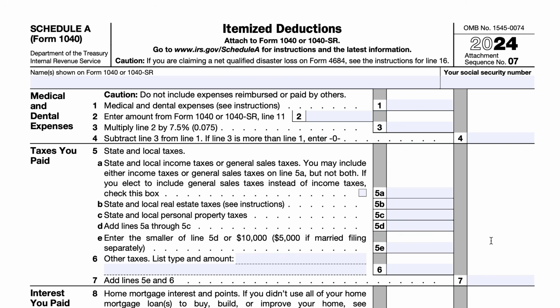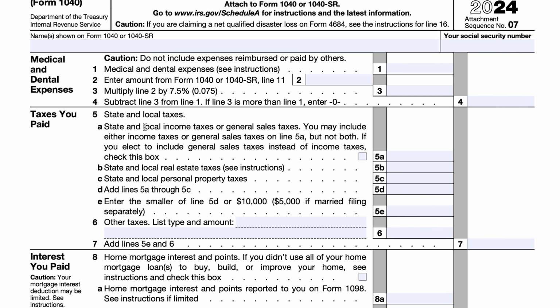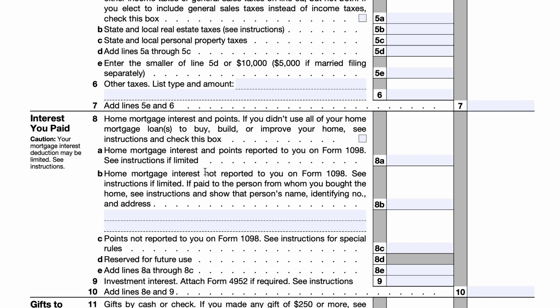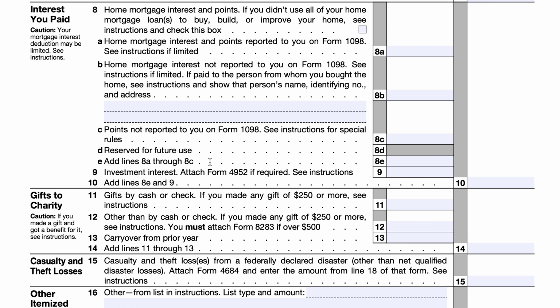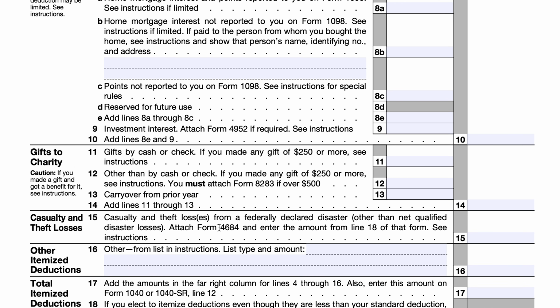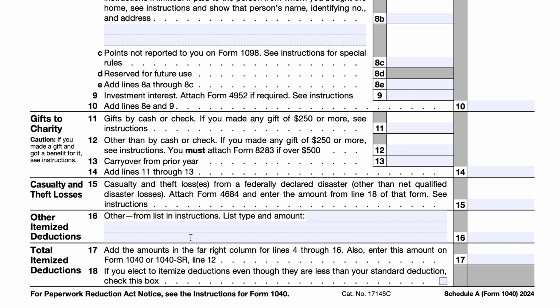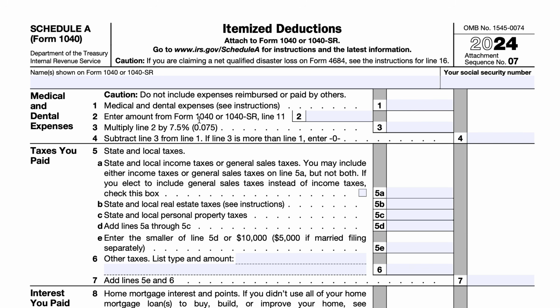So the first thing that we have is medical and dental expenses. Then we have taxes that you paid over the course of the year, interest that you paid over the course of the year, charitable contributions, casualty and theft losses, other itemized deductions, and then finally the total itemized deductions. So let's take a start at the top.